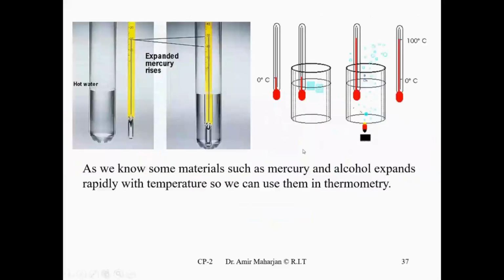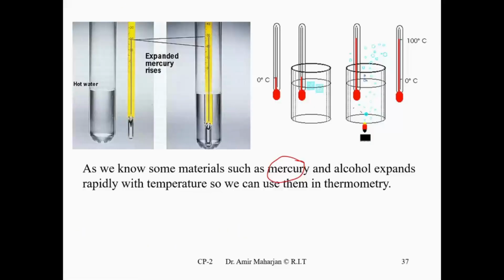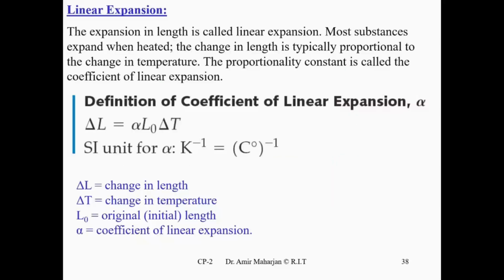And usually, as you know, such materials are very useful. For example, mercury and alcohol expand or contract very rapidly, and that's why they can be used in thermometry.